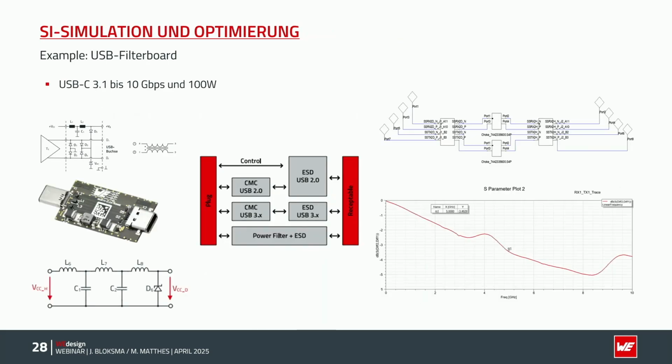For example, here we see a USB-C filter board, which works up to 10 gigabits per second and has also a power supply for 100 watts. And there we did the required simulations and could export all the needed S parameters for this product to do the simulations and the rest of the design optimizations.